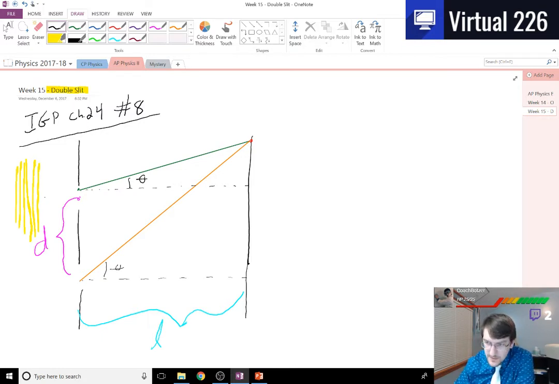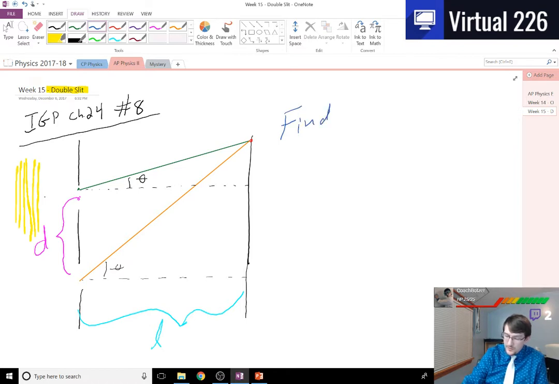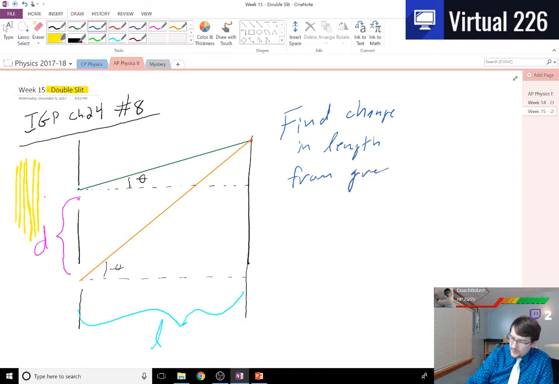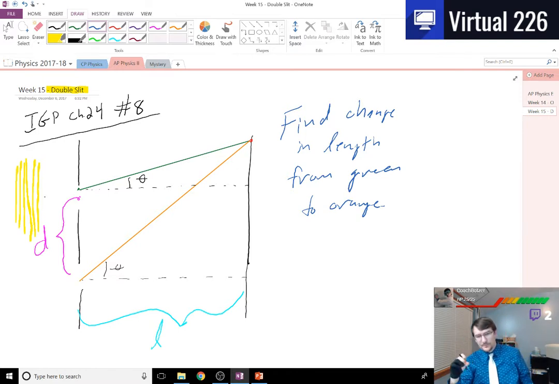Now, with this setup here, you can figure out the change or the difference in length between the green and the orange line. So you can find the change in length from the green line to the orange line. Okay? If you can do that, you'll be in a good spot.